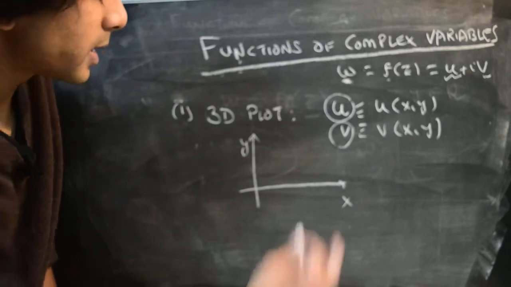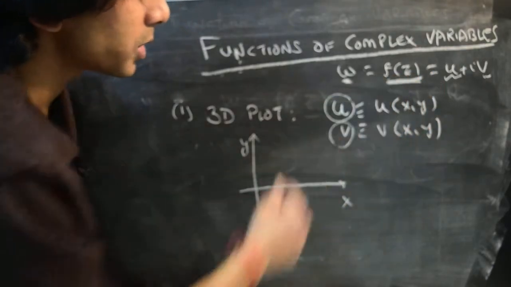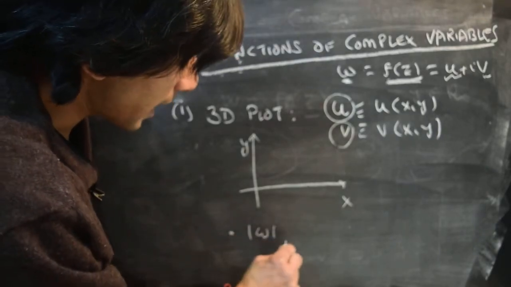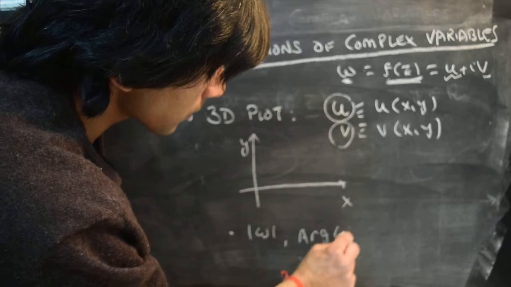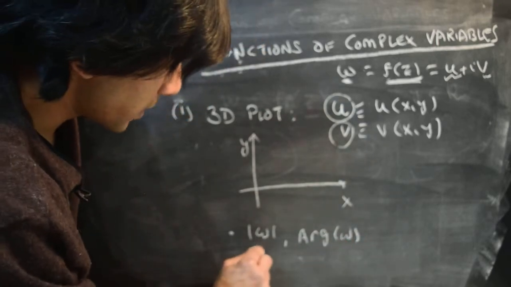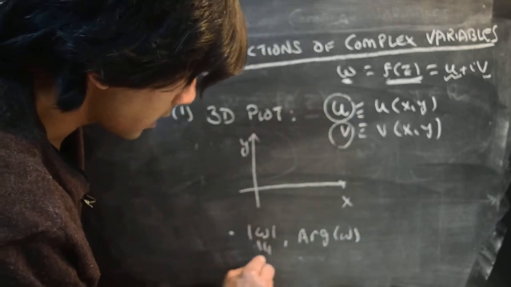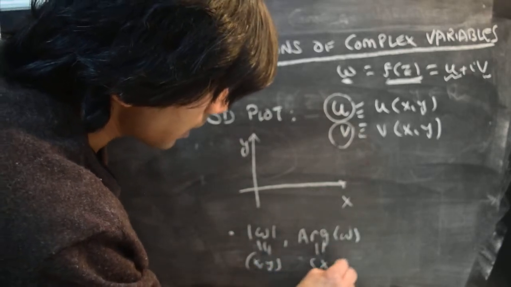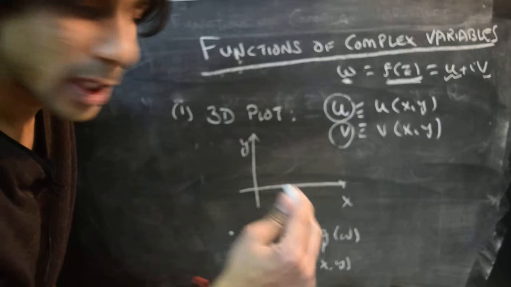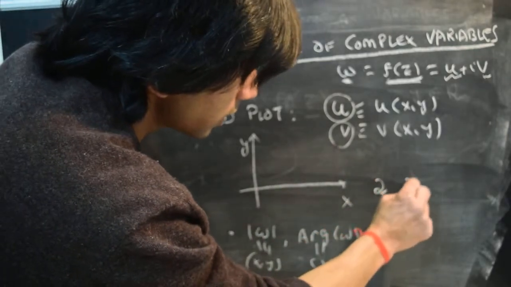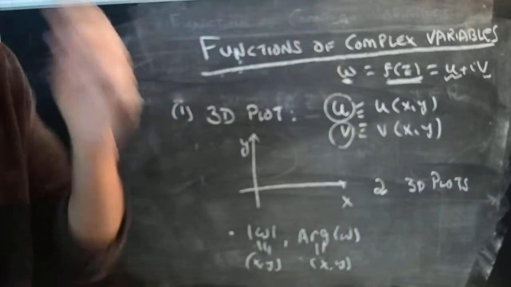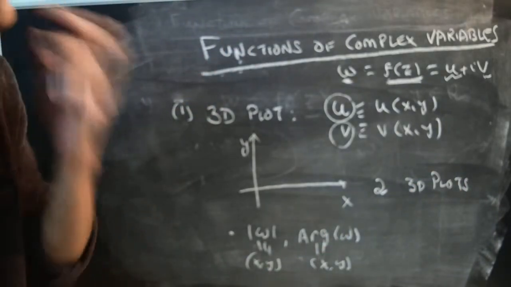Another possibility is that since w is a complex variable, we can make a plot for the modulus of w and the argument of w. And again, this will be a function of x and y. So this is a function of x and y, and this is also a function of x and y. So again, we'll have to make two three-dimensional plots. So that's one of the possibilities that we can make use of.